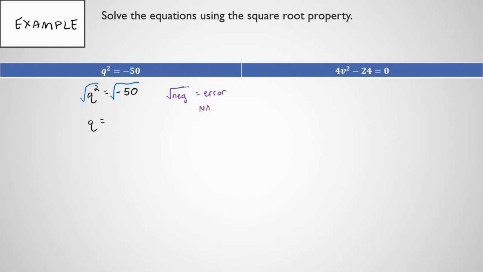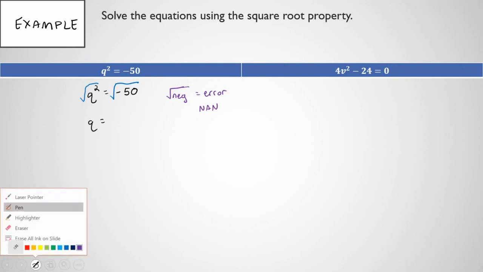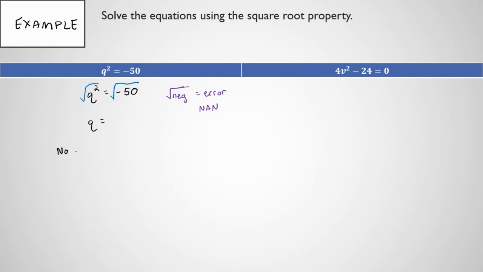Sometimes you'll see errors, depending on your calculator. So if you get an error, we don't have a real number solution for this. So the way that we will indicate this is we will say there are no real solutions.